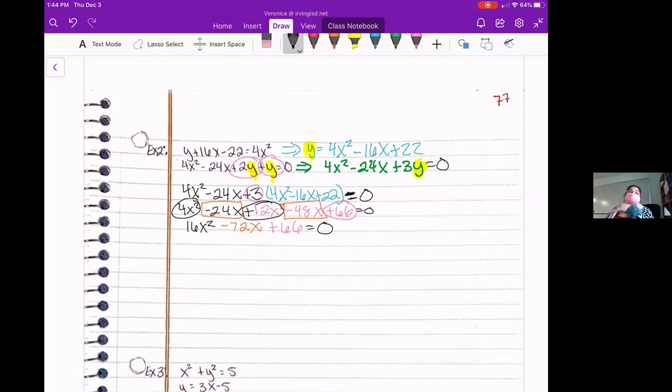Now, from here, you can obviously see that these are some pretty big numbers. And remember our toolbox, right? This is obviously a quadratic, 16x squared minus 72x plus 66. It's in standard form. So if I'm going to do it by factoring, I already know I'm going to have to factor out a greatest common factor, or you can do it by grouping, or you can do it by completing the square, or you can just straight up use the quadratic formula, okay?